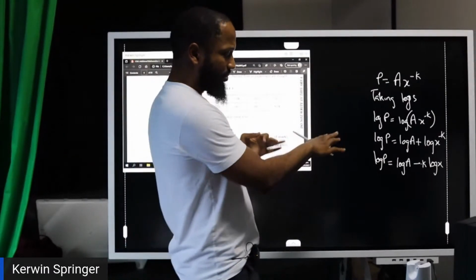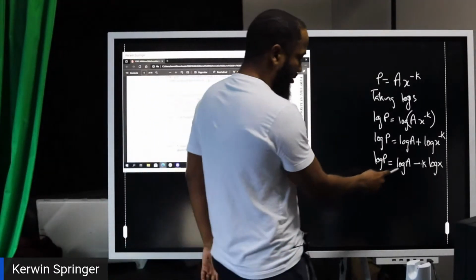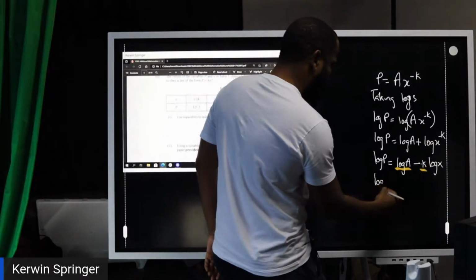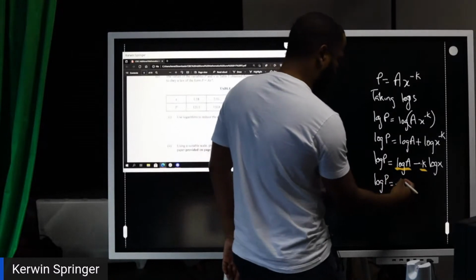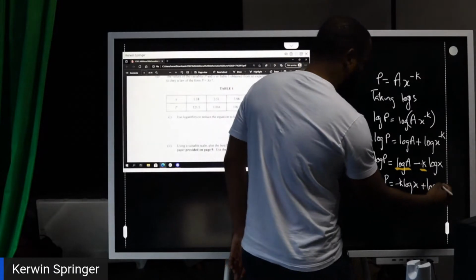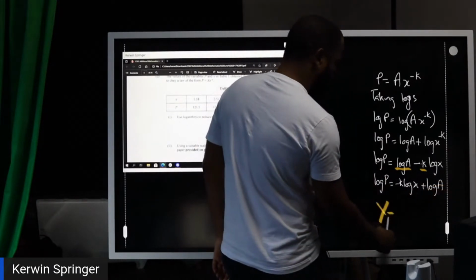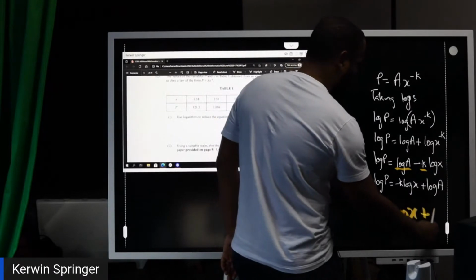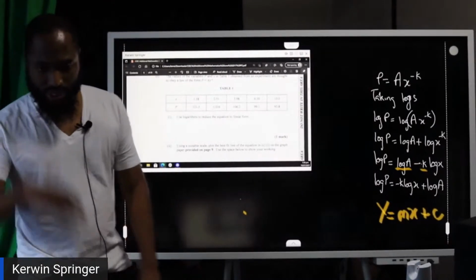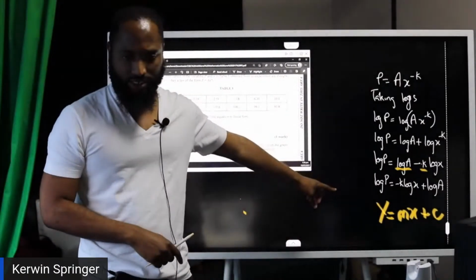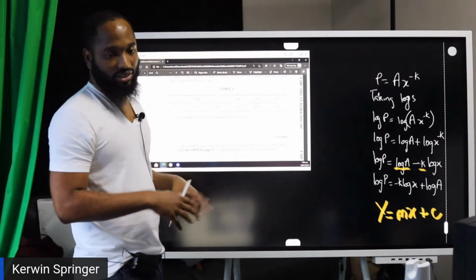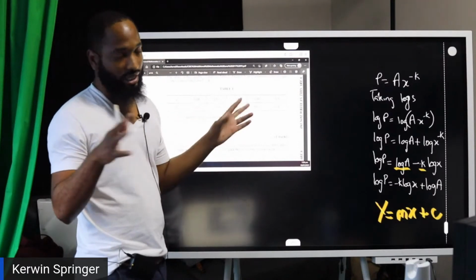Find the y-intercept. And this would be the y-intercept, and this would be the gradient, because I'm going to rearrange it. Log P is equal to negative K log X plus log A. This is actually in the form y is equal to mx plus c. Do you understand where this question is taking you? So when you plot your graph and find the gradient, you could use that knowledge to find m and c, equate it and solve.